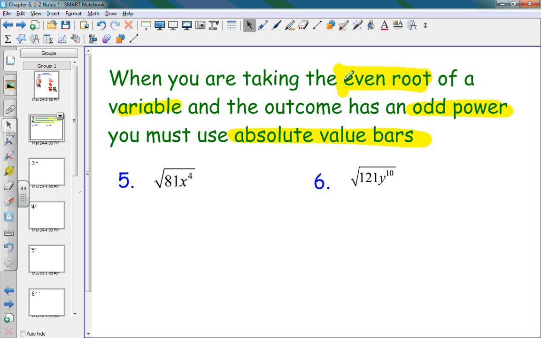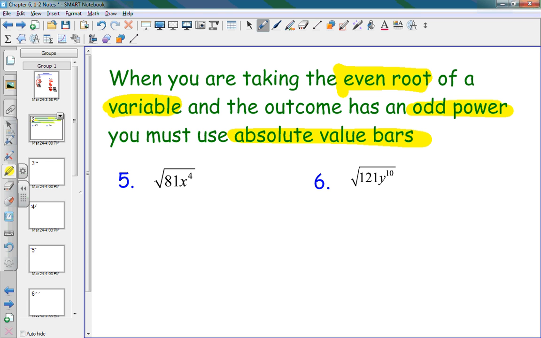So since I cannot take, a variable can either be positive or negative. Would we all agree with me on that? A variable is taking the place of a number, and we don't know if that number is positive or negative, correct? So what we have to do is plan according to being the positive case or the negative case. Now, if I have an odd outcome for my exponent, I require absolute value bars.